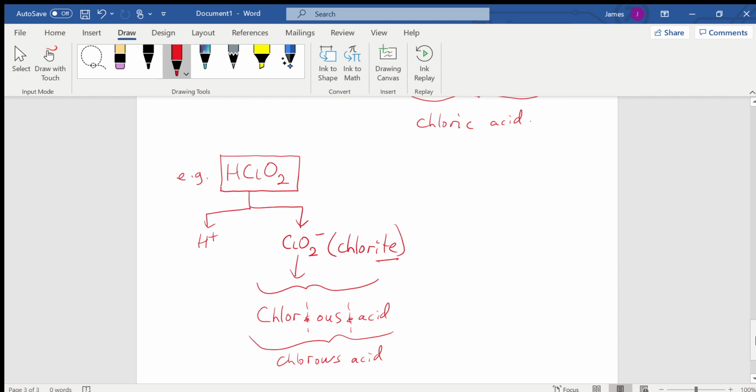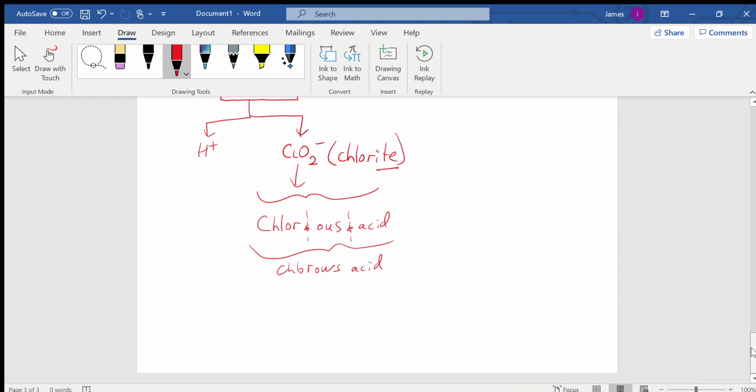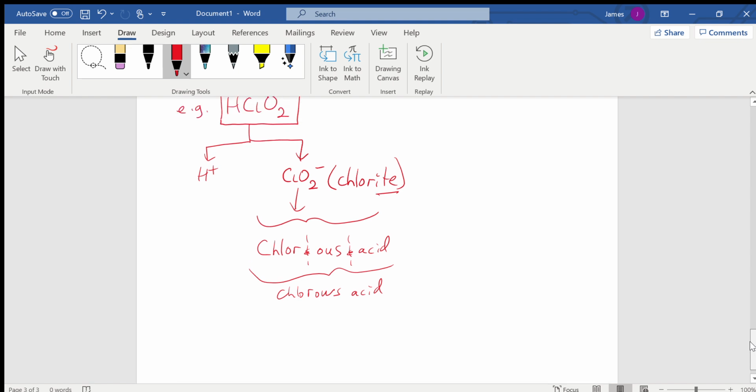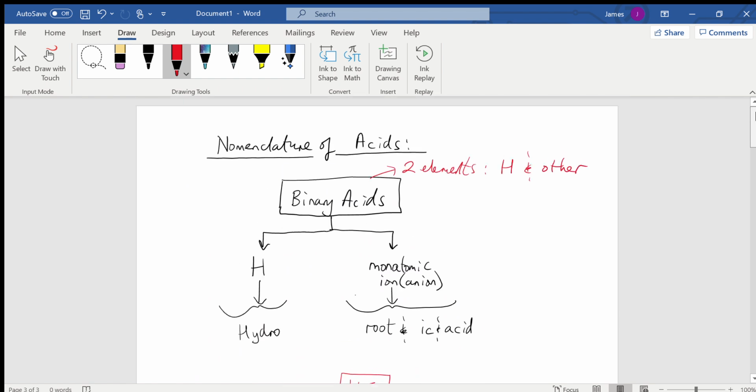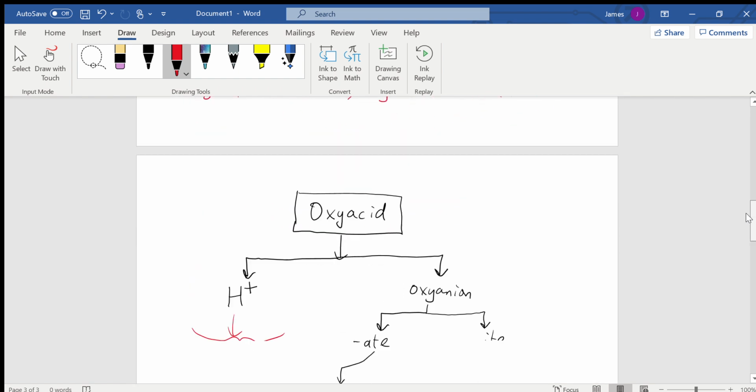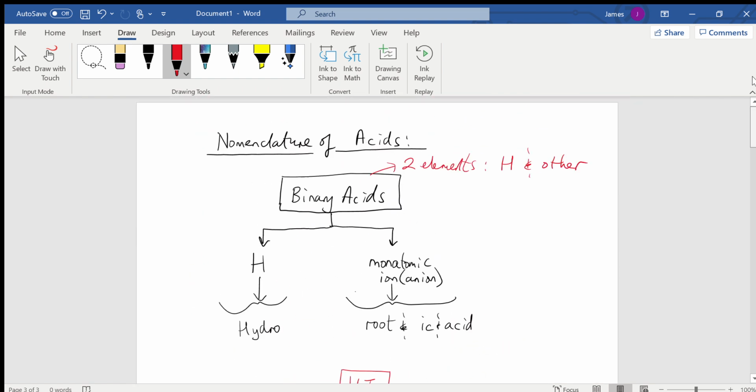Again, my sage advice would be to just look at some examples. I've shown you the basic way to approach the problem. It's your job to practice as many examples as you need to get all the nuances that you might need. But that's the meat and potatoes of how you would do it, and that is the nomenclature of binary acids and oxyacids, and that will wrap up this video.